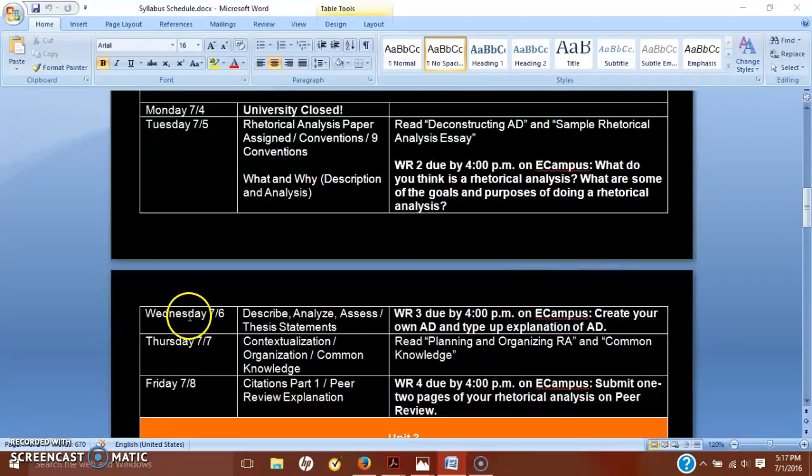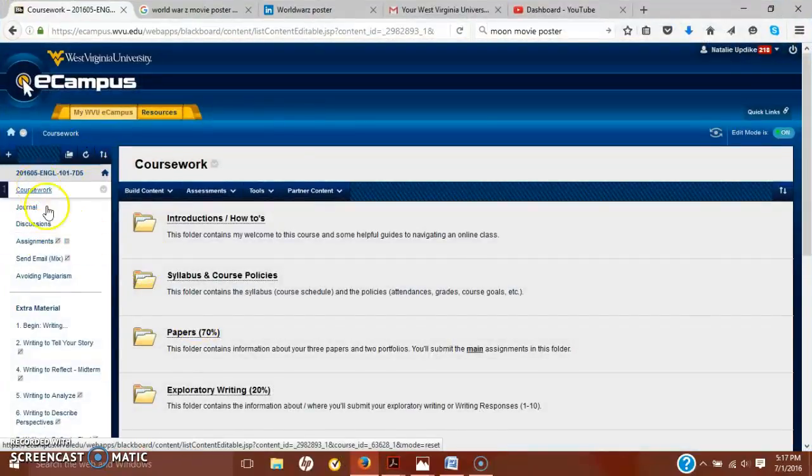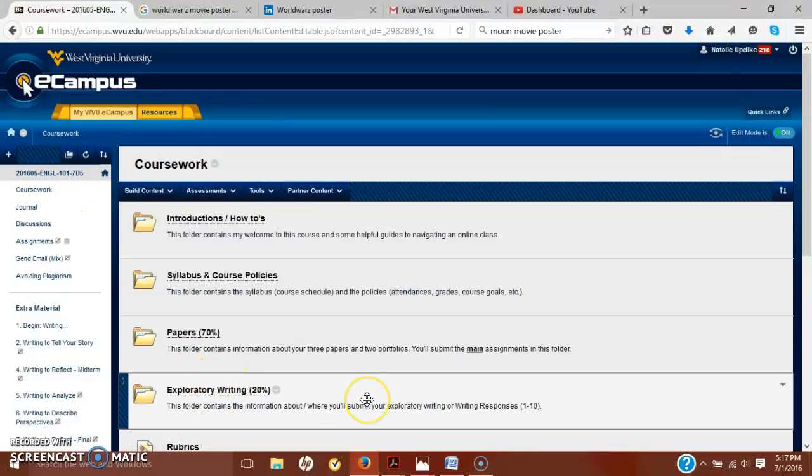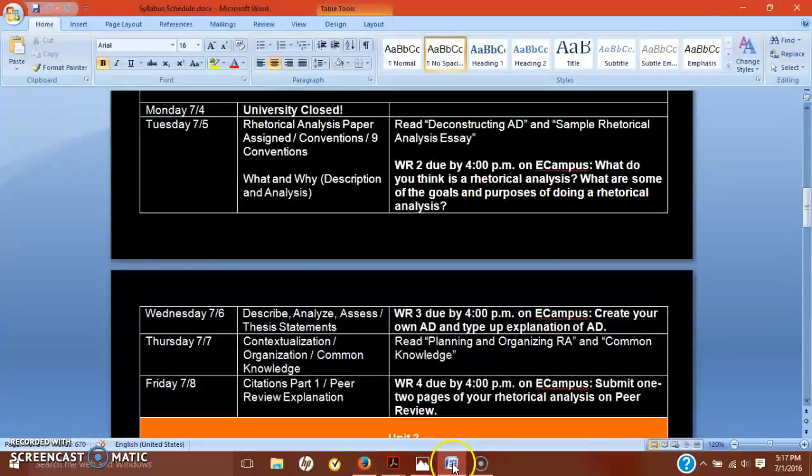For this third writing response, which again you will submit under coursework, exploratory writing, just like you did for the first writing response, I'm asking you to create your own ad and type up an ad explanation. That sounds like a ton of work, and I'm sure a lot of you are already panicking. However, don't panic. I literally just created my own ad, and it took me maximum 7 minutes, okay?